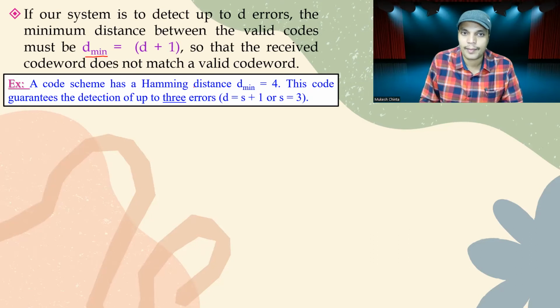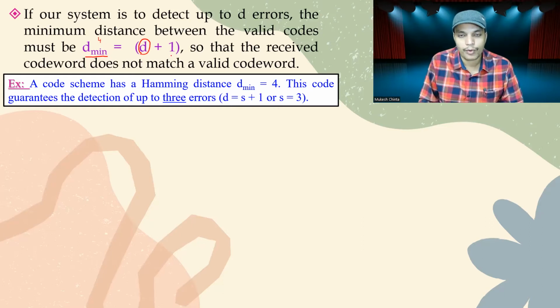A code scheme has a Hamming distance of dmin equal to 4. This code guarantees the detection of up to how many errors? 3 errors. How did you get this 3 errors, sir? dmin is given as 4, and if you put 4 here, how many errors am I going to detect? d. So you take plus 1 to this side. d is equal to 4 minus 1, that is equal to 3. So the minimum Hamming distance in order to detect d errors is given as d plus 1.